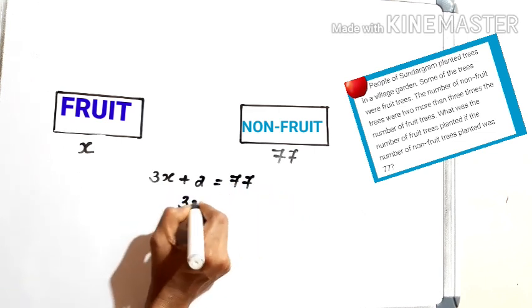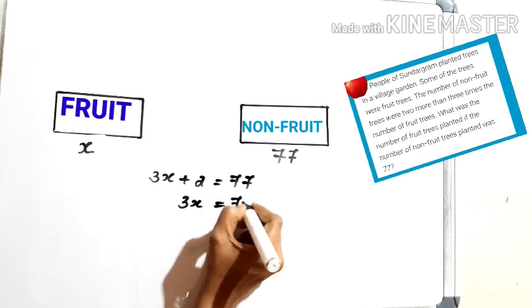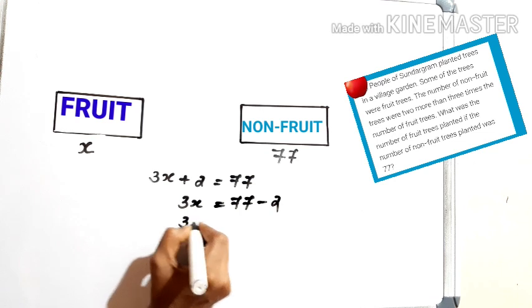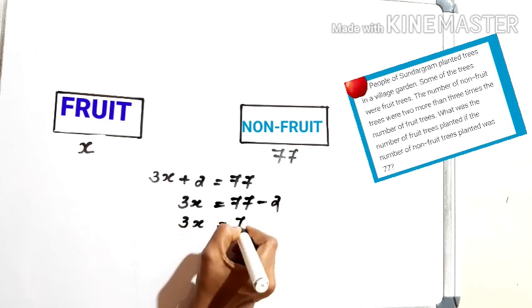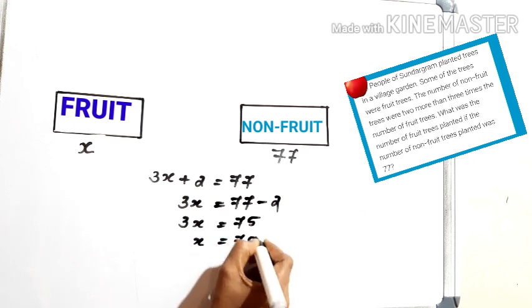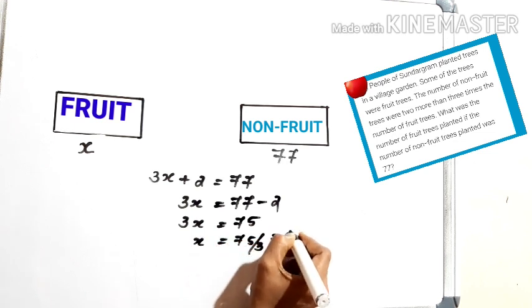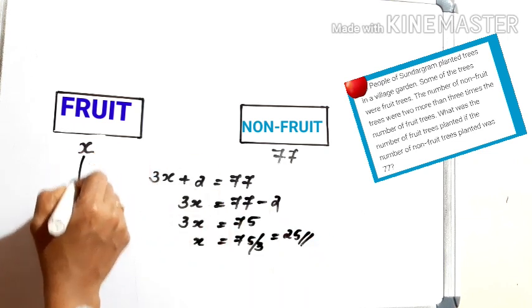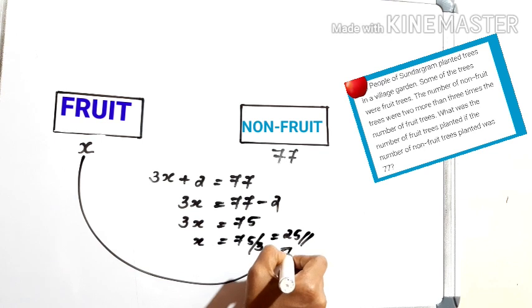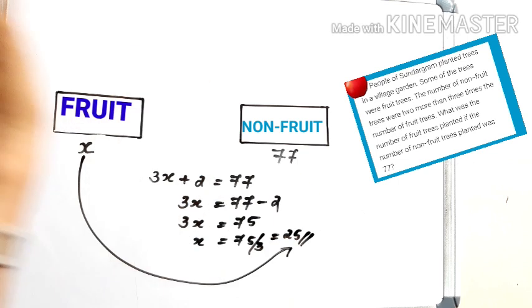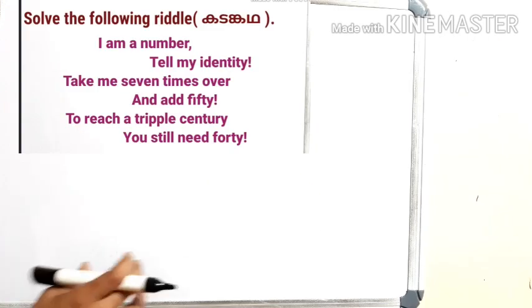Then 3x equals 77 minus 2. 3x equals 75. x equals 75 by 3 equals 25. Here the value of x is 25, or the number of fruit trees also equals 25. Clear, no? Can you solve the following riddle?